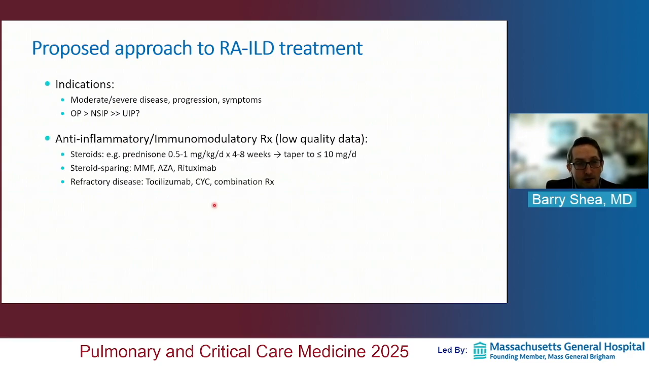A general approach is starting with steroids, typically at up to mg per kg per day, followed by a slow taper, and then as needed, adding steroid-sparing agents. Typically, mycophenolate or azathioprine or rituximab can be used as well.